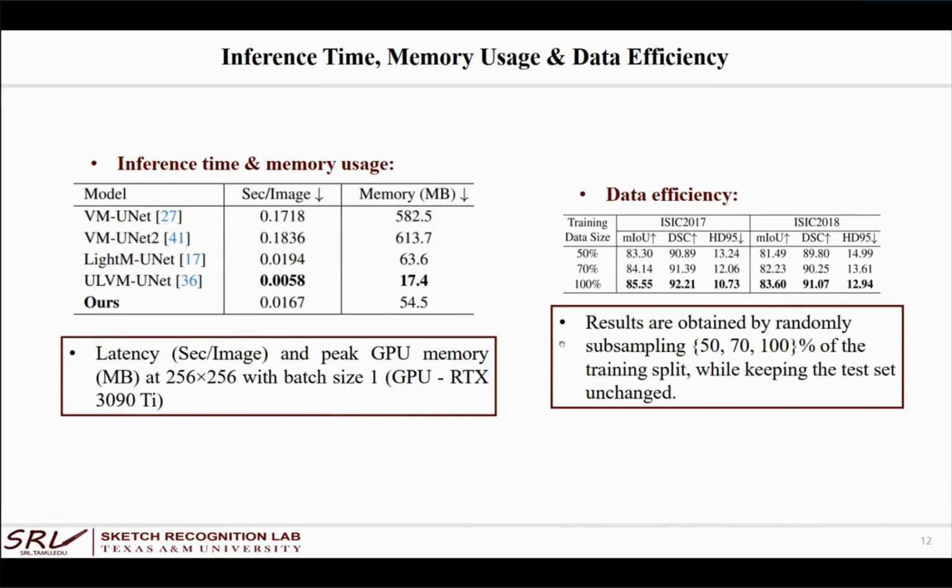We also evaluate practical efficiency at 256 by 256 resolution with batch size 1. MambaLiteUNet keeps memory use low and maintains competitive inference speed. We also test data efficiency using 50%, 70%, and 100% training data, and the model remains strong even with reduced training data. This is particularly valuable because medical annotations are often limited.